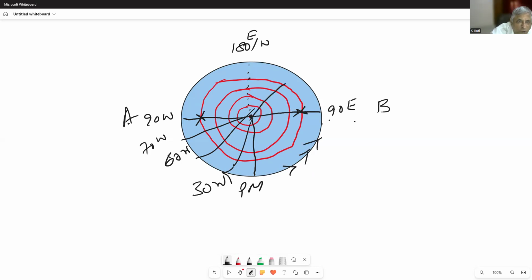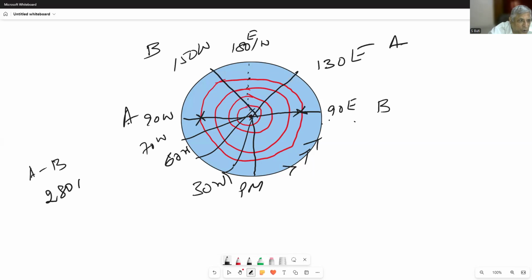Now, what if one place is 130 east and other place is 150 west? Now, since they are in the different hemispheres, like we said before, we will add them up. Place A is 130 east and place B in this case is 150 west. So from A to B, change of longitude will be 280 degrees west.